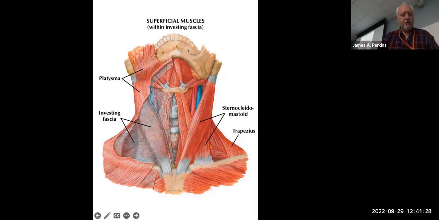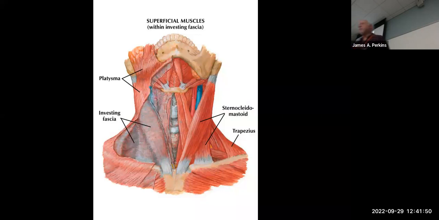So you can see in this Netter painting a little bit of platysma, which is even more superficial because it's literally in the skin. And then just deep to the platysma is this layer of investing fascia. And then over on the right side of this particular figure, all of that's been cleaned off. And you see the sternocleidomastoid and trapezius. We've talked a lot about the trapezius before, back at the very beginning of the course, but we haven't really talked much about sternocleidomastoid.